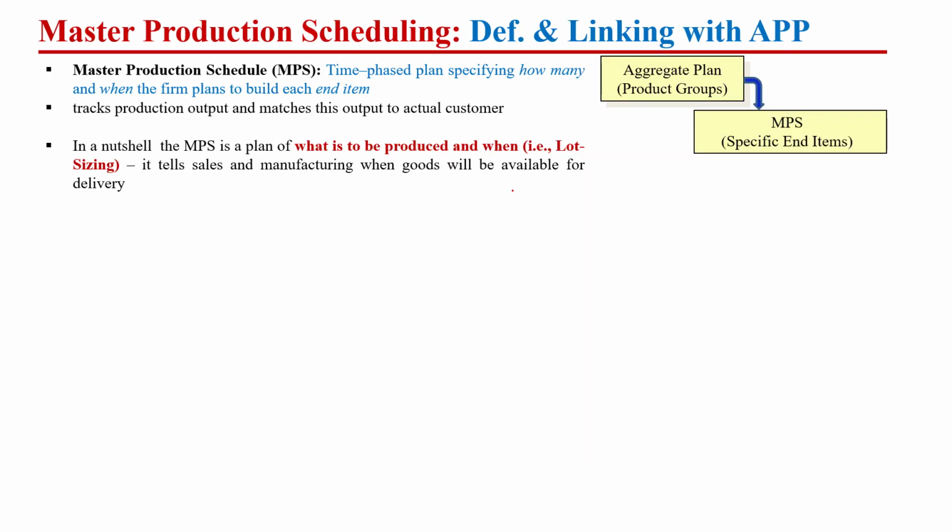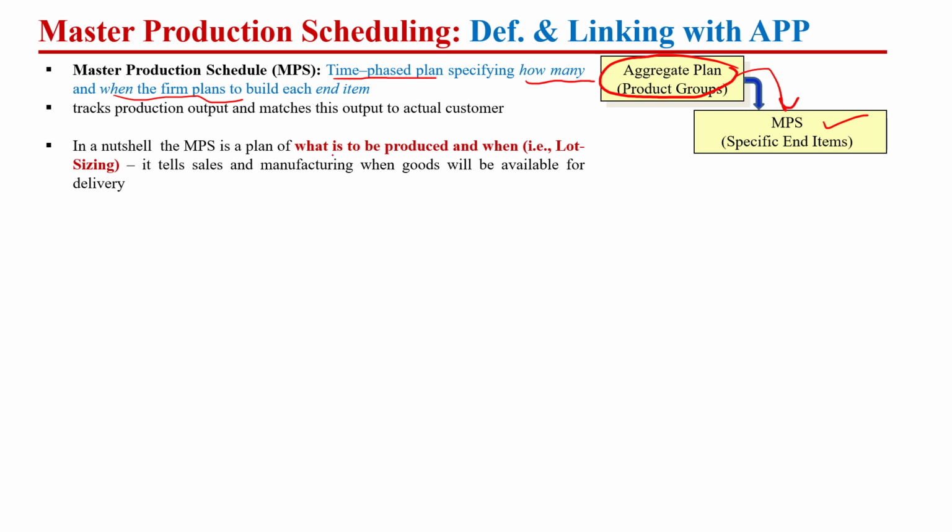So now let's first of all discuss how we can define the master production schedule. The master production schedule is basically a time-phased plan which specifies how many and when the firm should plan to build an end product, or you can say final product. As we have discussed earlier, once we have the aggregate production plan at a product family level, based on that we are developing the master production schedule, right?